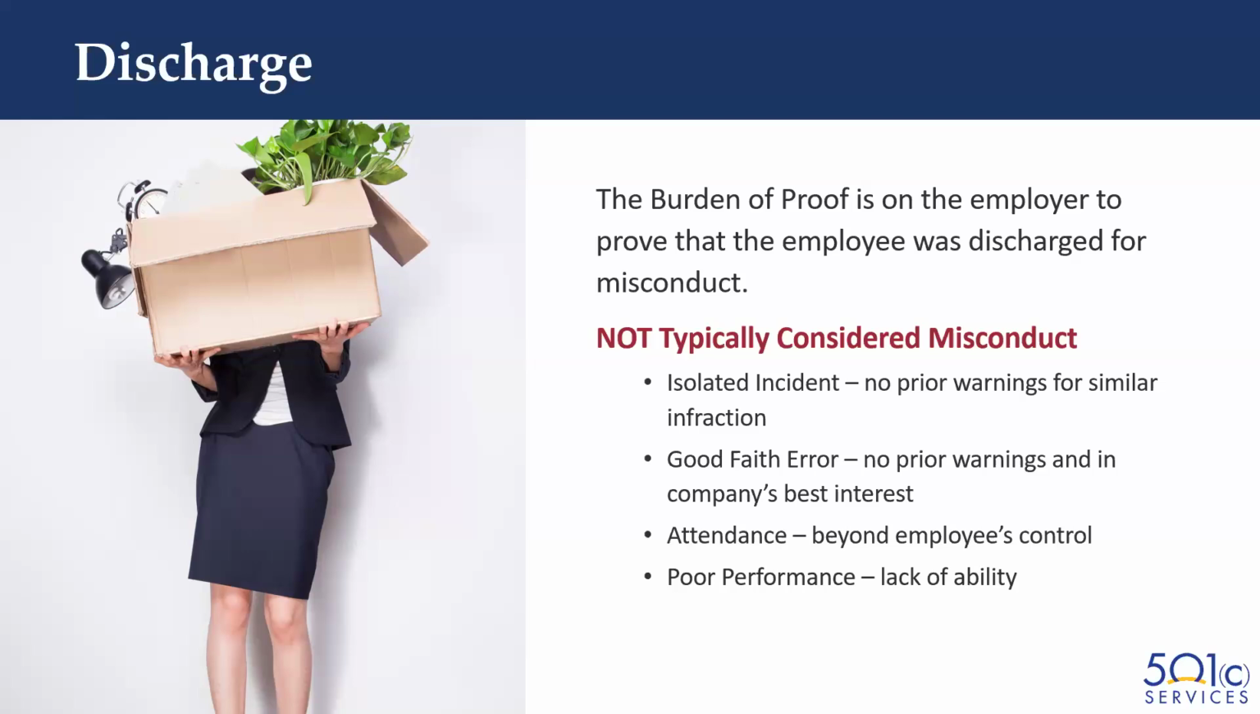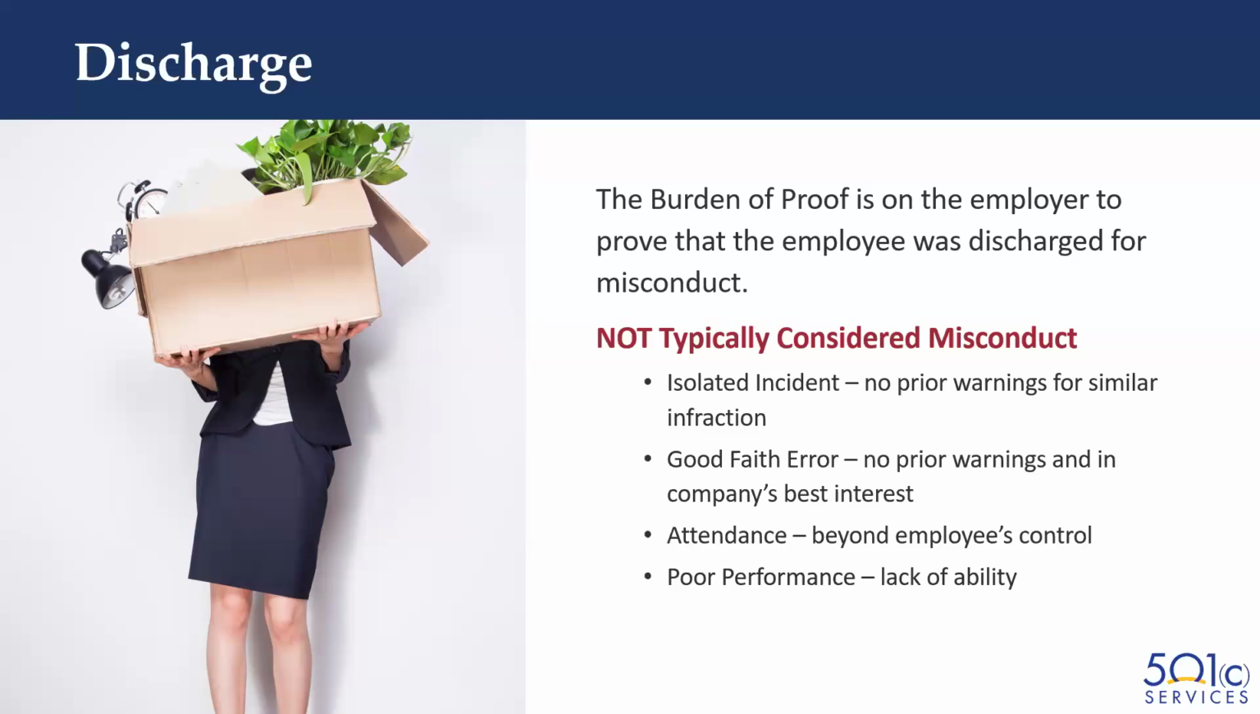Again, it doesn't matter that they had all these warnings. Unless that final incident was gross misconduct, they would have had to have at least one prior warning for something similar to a social media policy violation. So basically what the state is looking for is that the person knew that their actions could cause their termination. So that's what they're looking for.